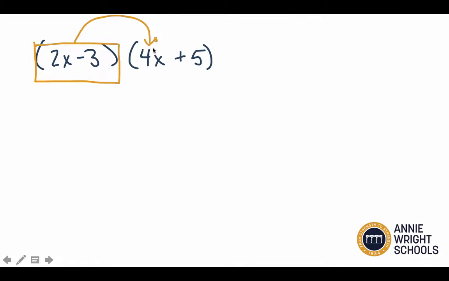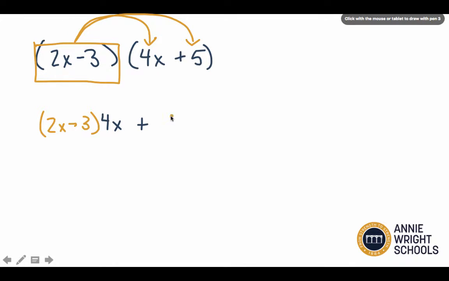And I'm going to take 2x minus 3 times 4, and I'm going to take 2x minus 3 times 5. And when I write it that way, I get 2x minus 3 times 4x plus 2x minus 3 times 5. Now all I have is another distributive property problem.